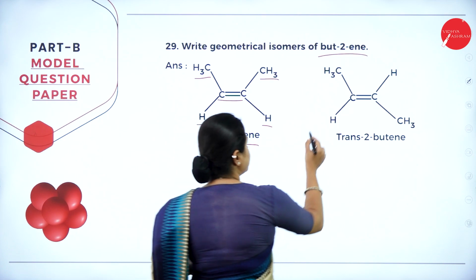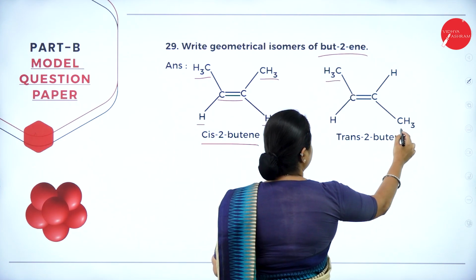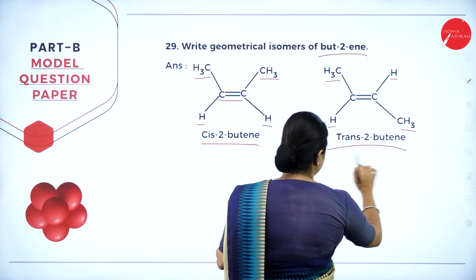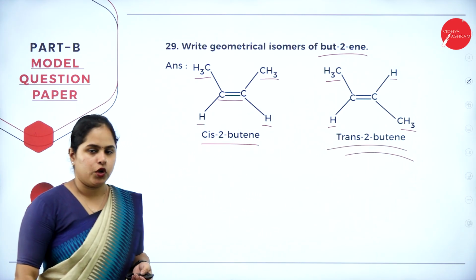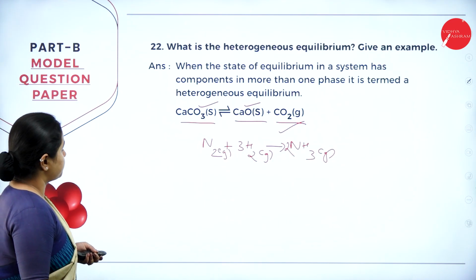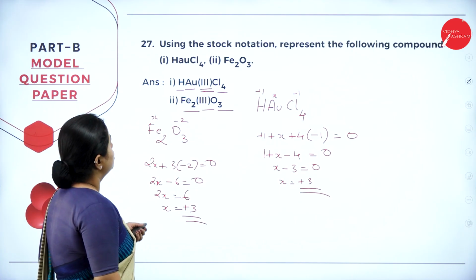Now trans isomer, as you can see, one methyl on this side, another methyl on the other side, and hydrogen on this side, hydrogen on other side. So this is trans-2-butene. Okay, so these are the questions from 21 to 29.